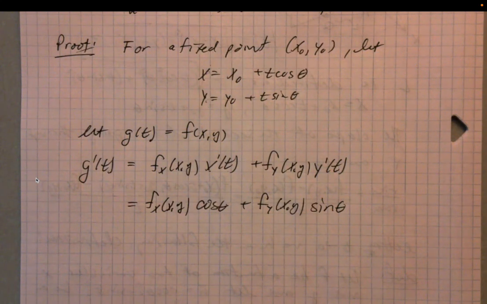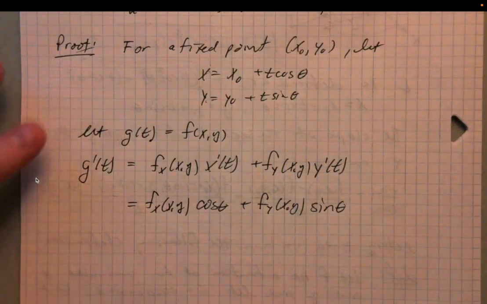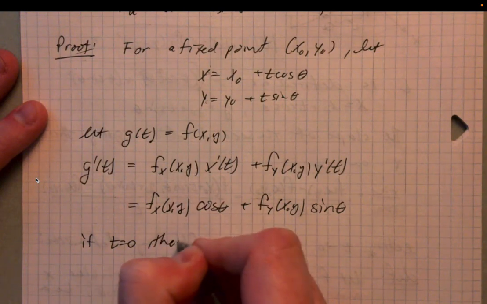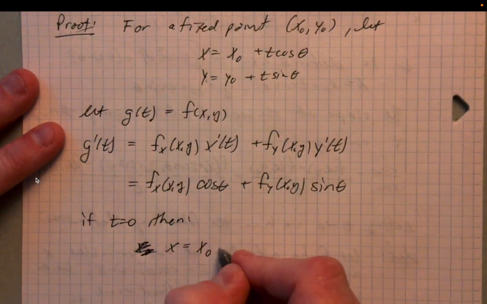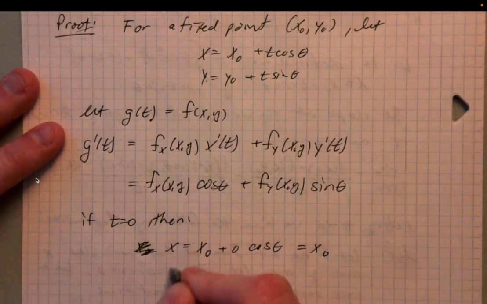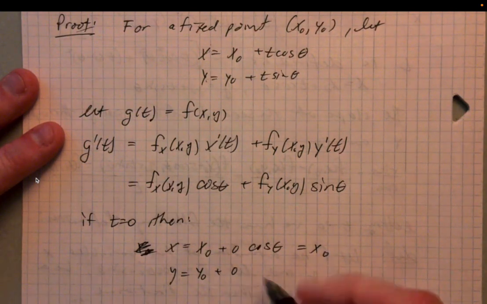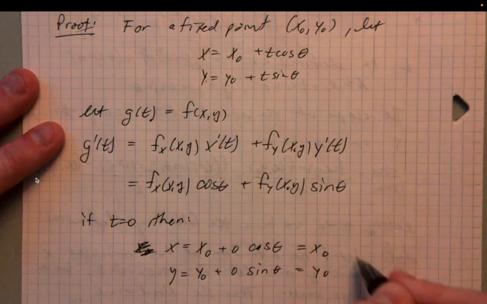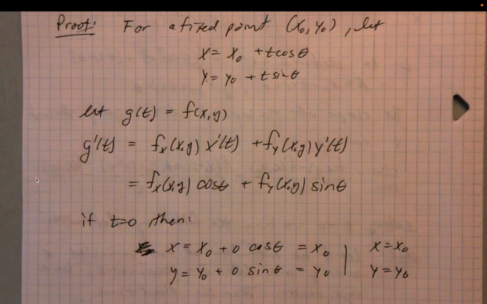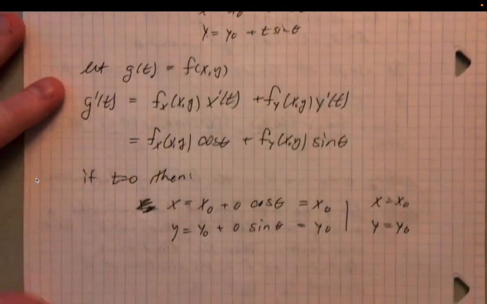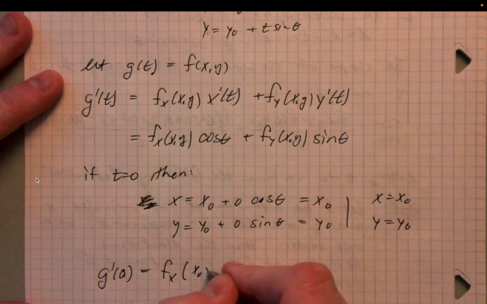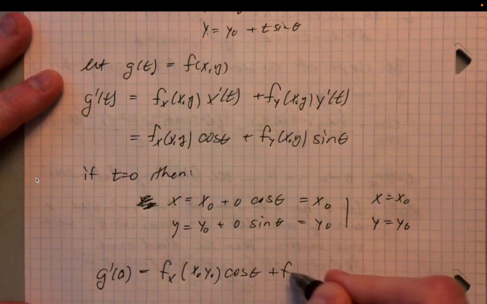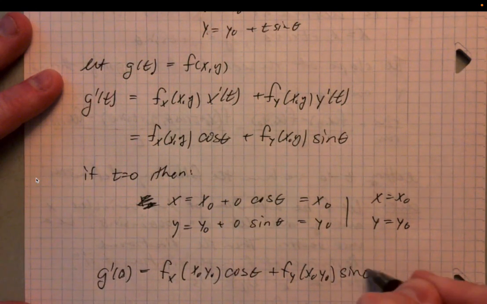Now, our definition involved the limit as t goes to 0. So what happens to these expressions when t is equal to 0? Well, if t is equal to 0, then x, which is x naught plus t cos theta, would be x naught plus 0 cos theta, so it's just x naught. And y was y naught plus 0 sine theta, so it's just y naught. So x equals x naught, y equals y naught when t is equal to 0. And what does that mean? Well, it means that g prime of 0 is just f sub x at x naught, y naught times cos theta plus f sub y at x naught, y naught times sine of theta.